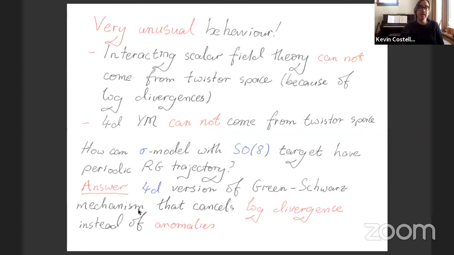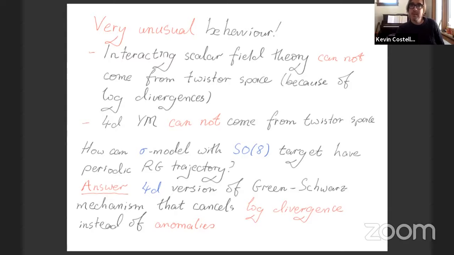So this is really strange. I mean, this almost never happens. If you give me a random Lagrangian, say renormalizable or not, it will almost always have log divergences. For instance, the interacting scalar field theory cannot come from twistor space as a local quantum theory on twistor space because it has log divergences. And four-dimensional Yang-Mills similarly cannot come from twistor space.